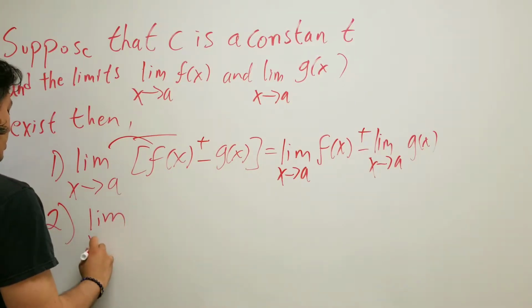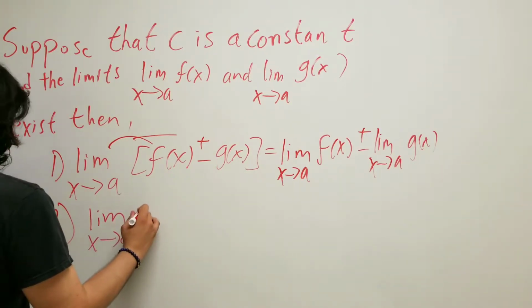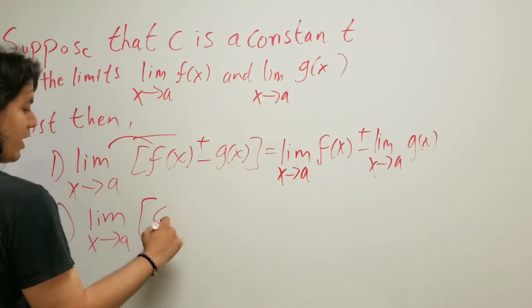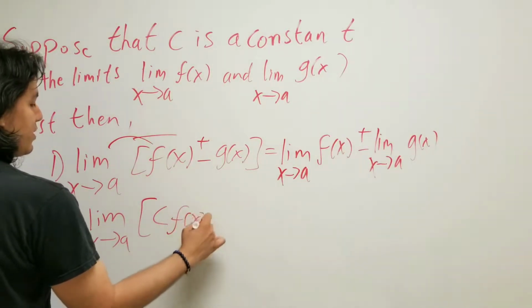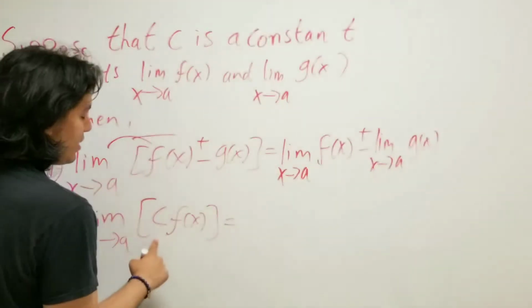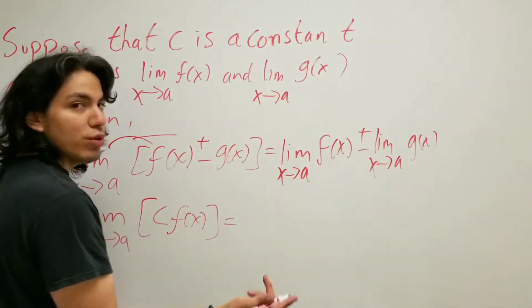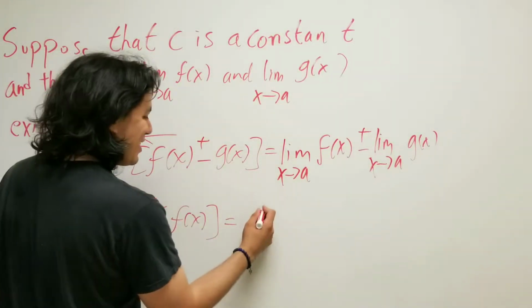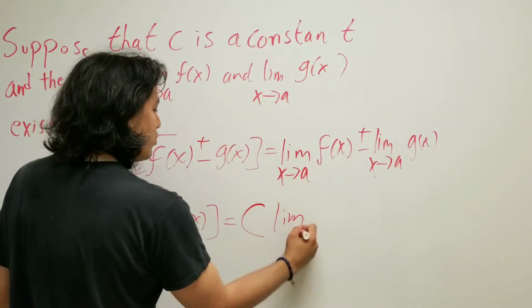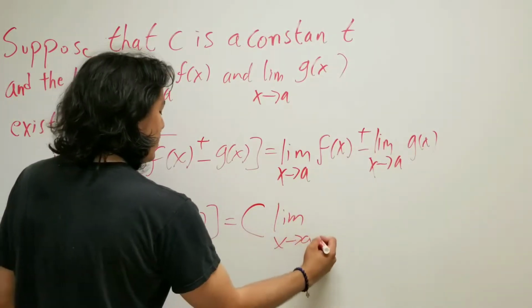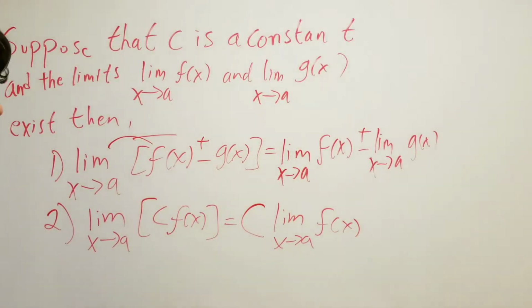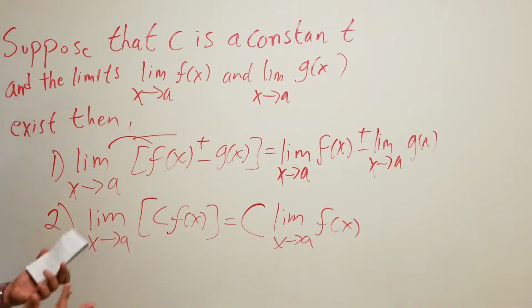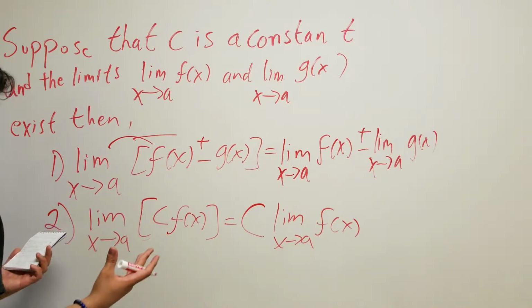We also have the limit as x approaches a of some constant c times f of x, close bracket. This is just saying that you're allowed to factor out or take out a c, so you're able to put the limit on the function, because let's be honest, a constant is just a constant. It's not going to affect the function heavily as some other functions would.